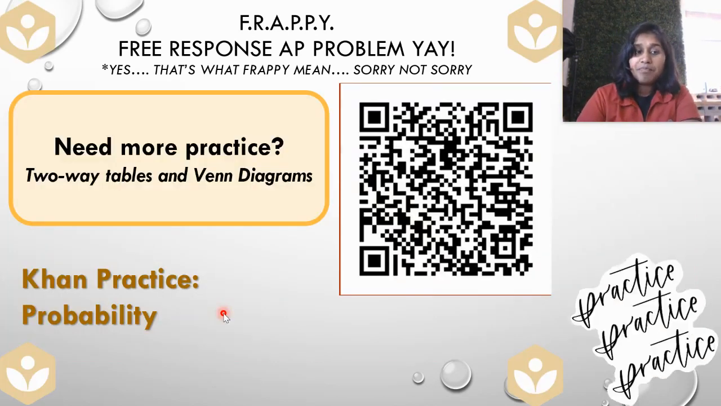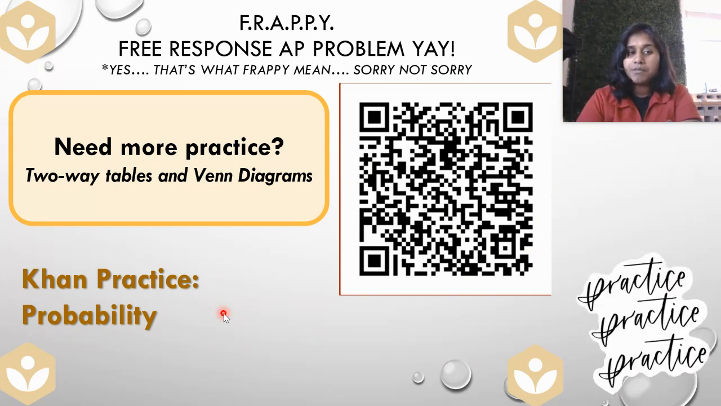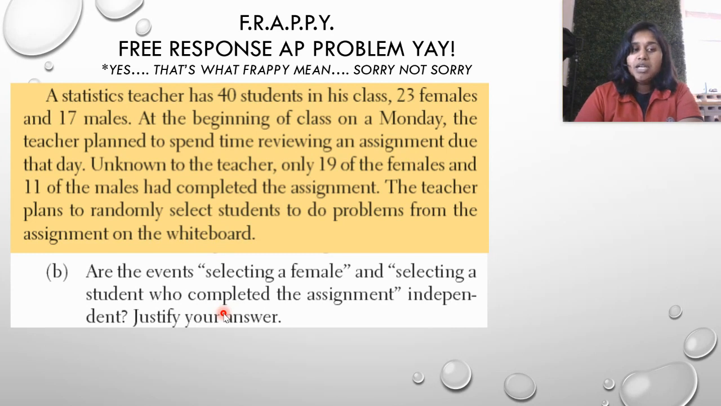Moving on to question B. If you need practice on probability two-way tables and Venn diagrams, you can go here. Question B, are the events selecting a female and selecting a student who completed the assignment independent?